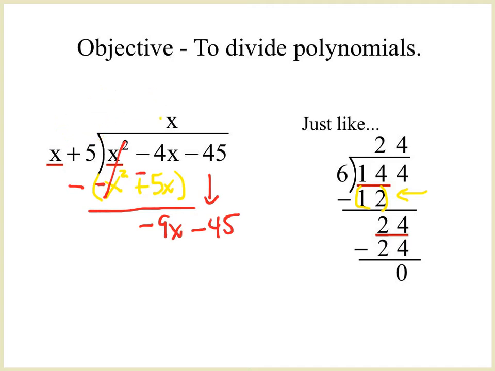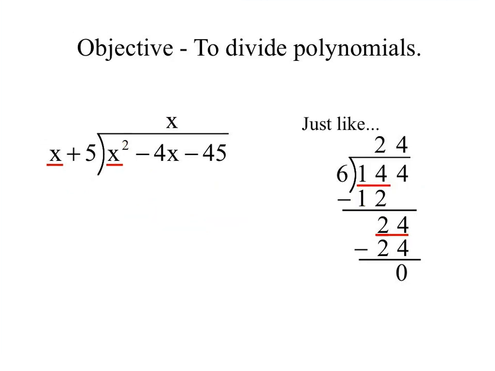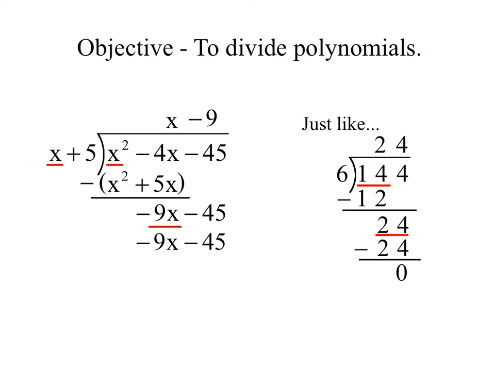Now one more time. I look at my x, and I say, what do I have to multiply x by to get negative 9x? I'll have to multiply it by a negative 9. So put that up top, and then I multiply the entire binomial, x plus 5, by negative 9. What I get is negative 9x minus 45.